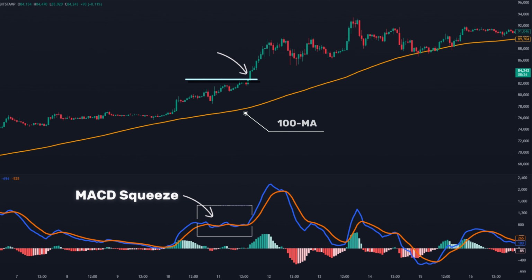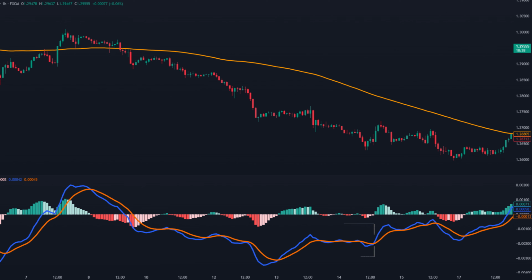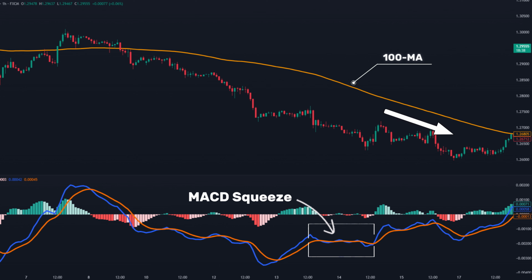We check our 100-day moving average and confirm the price is above it, indicating an uptrend, which confirms that this is a perfect long trade opportunity. And here we have another MACD squeeze signal, but the price is below the 100-day moving average. Even if it breaks out upwards, we wouldn't take that trade because it's against the trend. The way I knew that this was a lower probability trade was the 100-day MA.